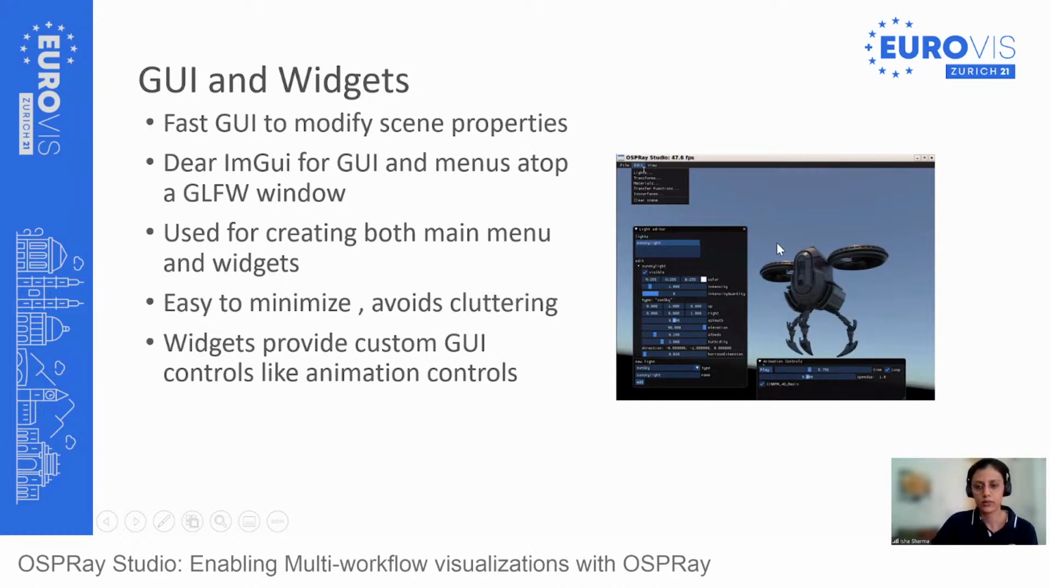In OSPRay Studio, animations are both articulated and skinned. And by progressing this time bar on the animation controls channel, it would update the transform of the animated object.